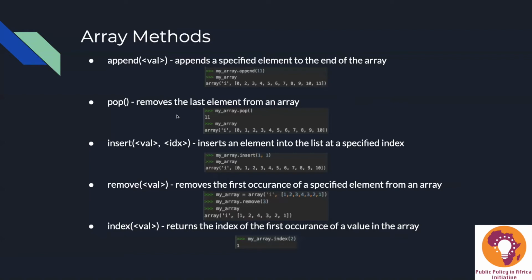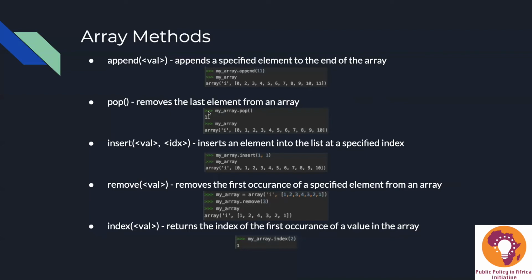If we want to remove an element from our array, we can use the pop method. Pop doesn't require any parameters, so it removes the last element from an array, and then it returns it. So here when I do my array.pop, it pops the 11 that I had just inserted into my array from that array because it was the last element in the array, and it returns it.